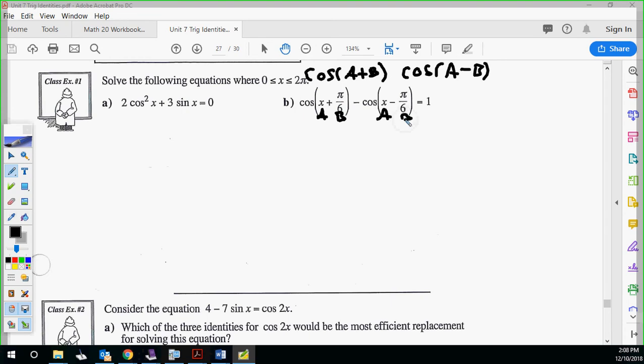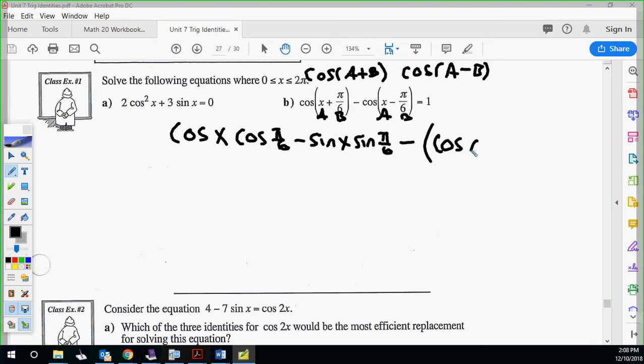Cosine's pattern is a little bit different. It goes cos, cos, sine, sine. So it goes cos of A, so x, cos of B, pi over 6, minus, for the plus it's opposite, minus sine of x, sine of pi over 6. I'll tell you why this is helpful. Then we're going to go minus the group, because you're minusing another cos difference formula, and then it's cos, cos, plus. And you're going to see why this is helpful.